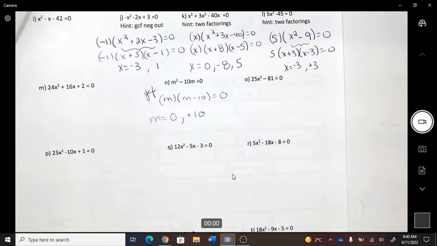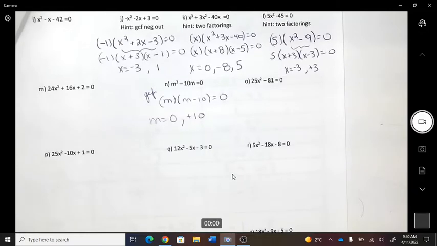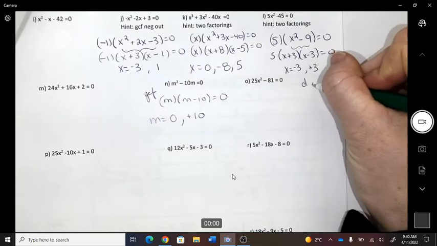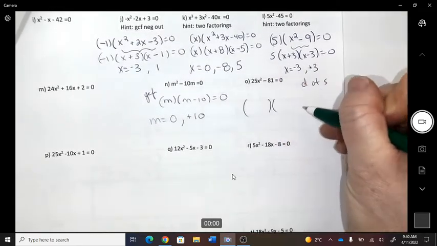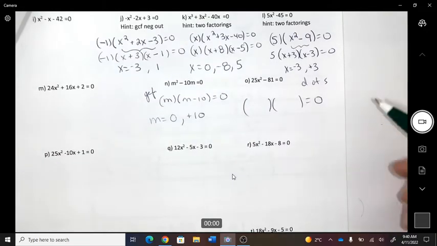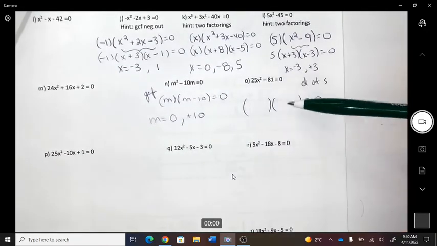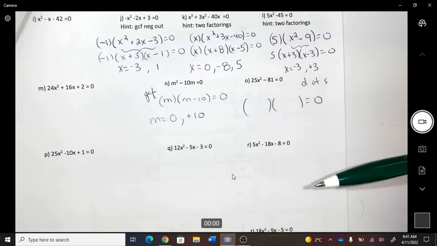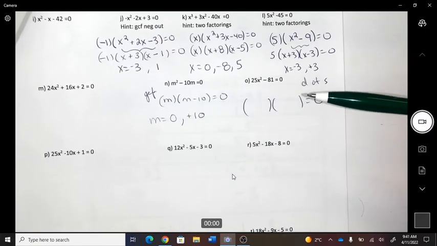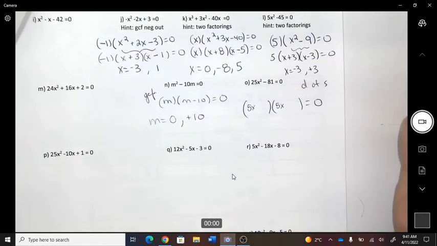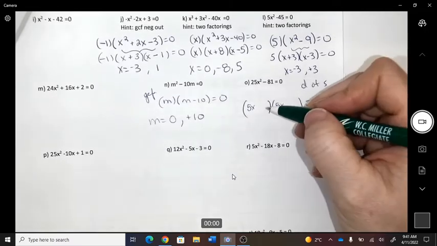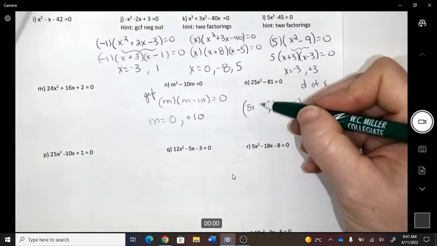Oh, do we know what style that one is? Did you think a difference of squares? Would that be something you can see? So 2 brackets. So here we go. What and what would I put there first and first to make 25x squared? So 5x, 5x. What and what would you put at the ends to make 81? 9 and 9.